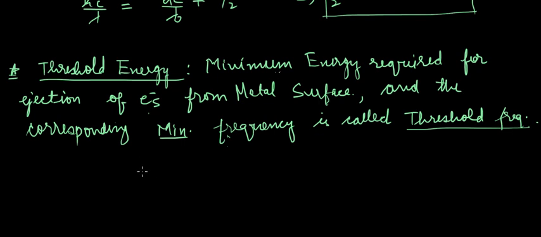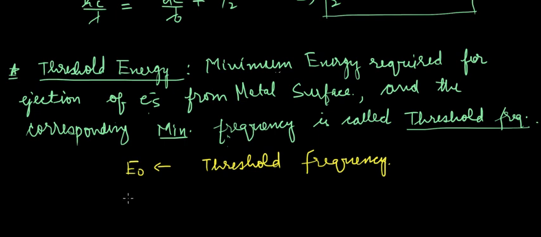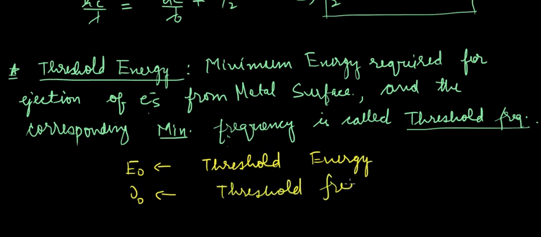So now h nu naught is the threshold energy, oh sorry, and nu naught is the threshold frequency. Similarly, lambda naught is nothing but the threshold wavelength.